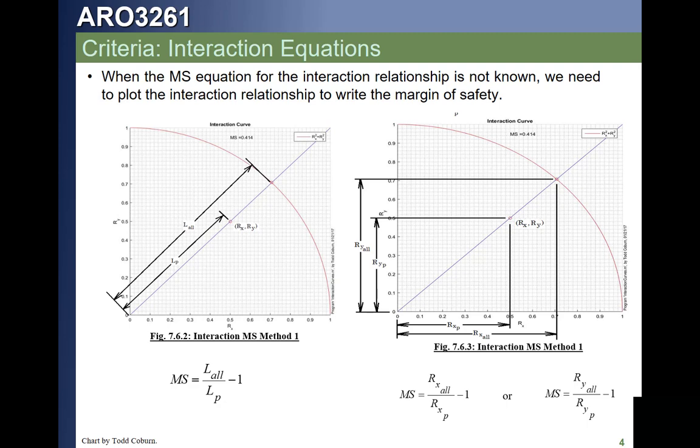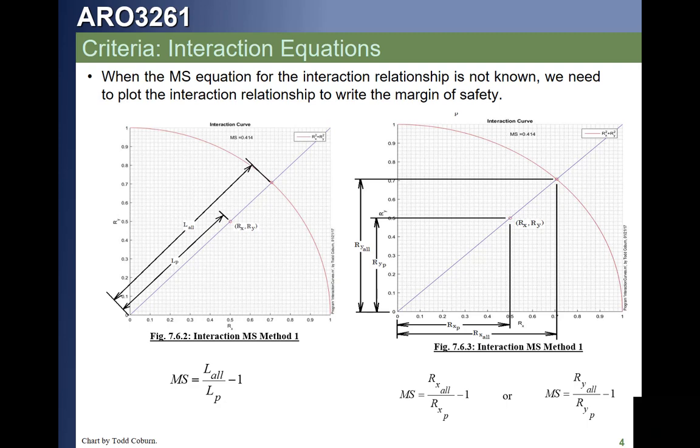We can actually compute what the length of the line is from the origin to the interaction curve and the length of the line from the origin to our stress ratio point and compare those in the first equation shown at left. But an easier way is to just measure the line directly.